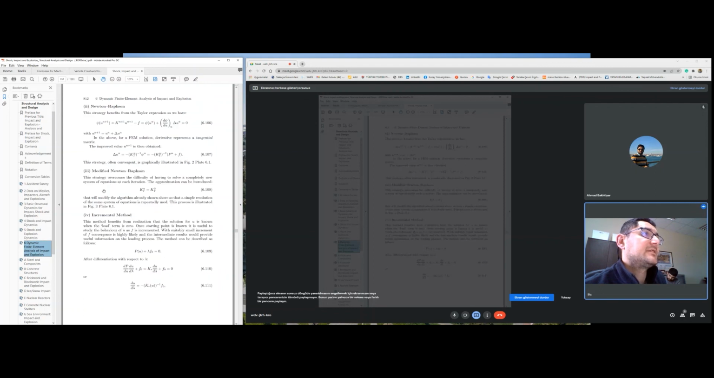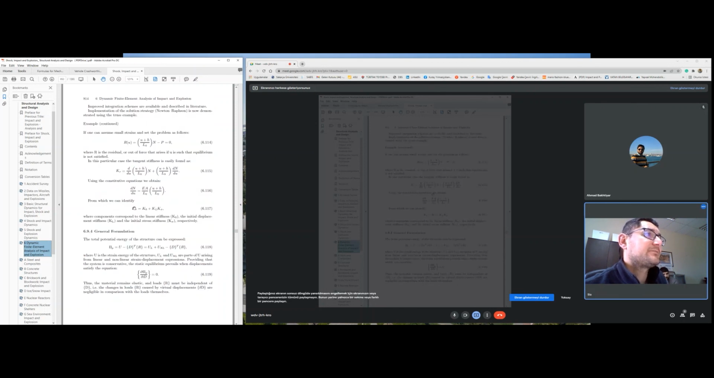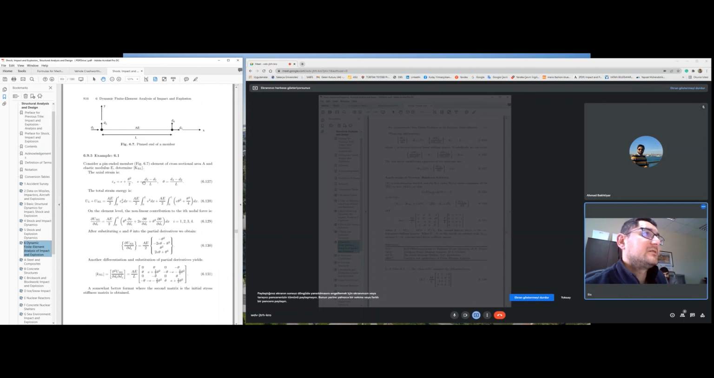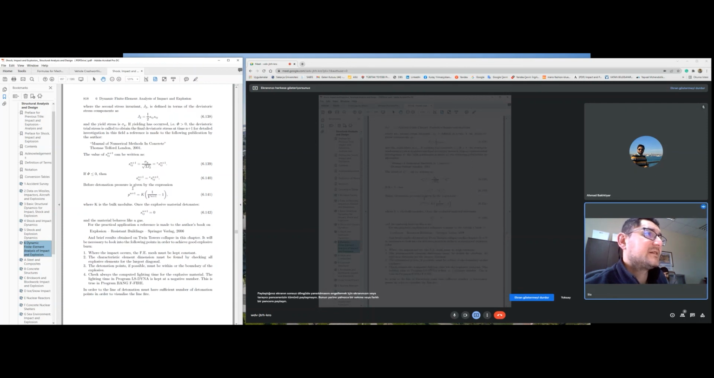Direct iteration, incremental method, Newton Raphson. These are also old methods, numerical methods. Newton Raphson solution and some examples. Explosive. 6.10 is not for now.